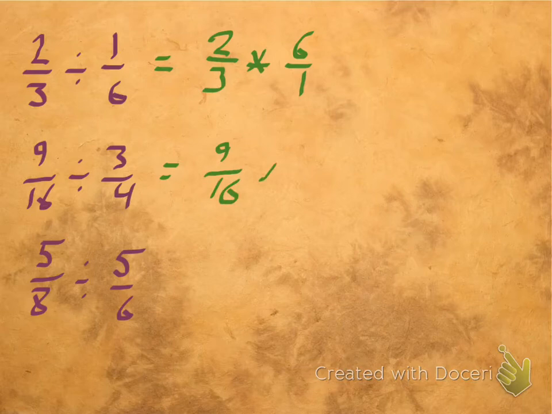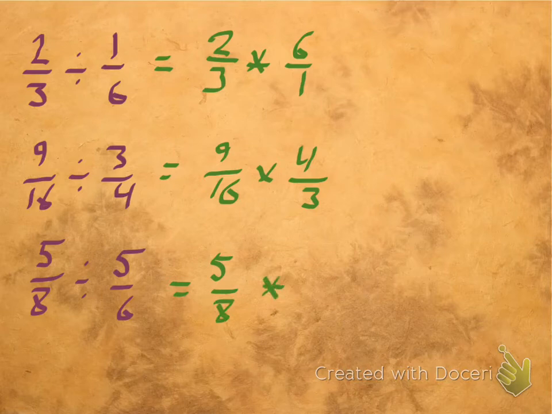9/16 times 4 over 3. And the last one is going to be 5/8 times 6 over 5. Now, you see anything that cancels here? Oh, my goodness. Yeah. You think? Yep. This is an amazing couple of problems to cancel.